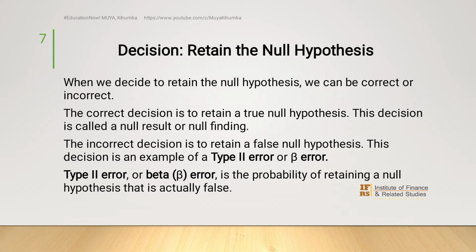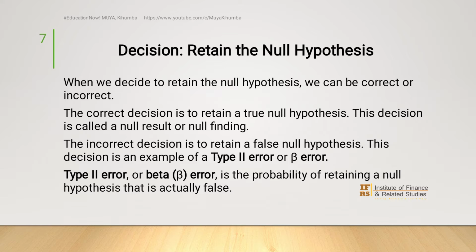Now, the decision to retain the null hypothesis can be correct or incorrect. The correct decision is to retain a true null hypothesis. This is called a null result or a null finding. This is usually an uninteresting decision because the decision is to retain what we already assumed, that the value stated in the null hypothesis is correct. For this reason, null results alone are rarely published in behavioral research.